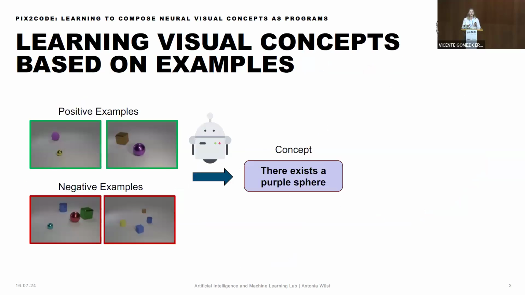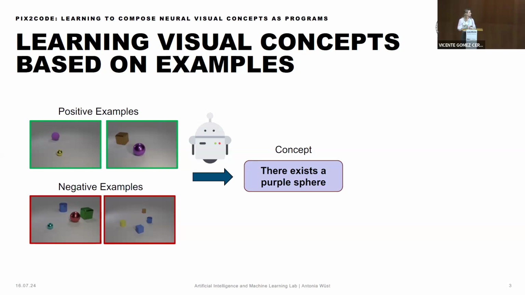So for our work, we looked at a scenario where we want to learn concepts unsupervised. And for that, we assume that we have positive and negative image examples of concepts. And our goal is to learn a concept that describes how to separate those images. And you can do that to some extent already with neural models, but these are, as you know, not so well interpretable, and also they have some trouble with generalization.